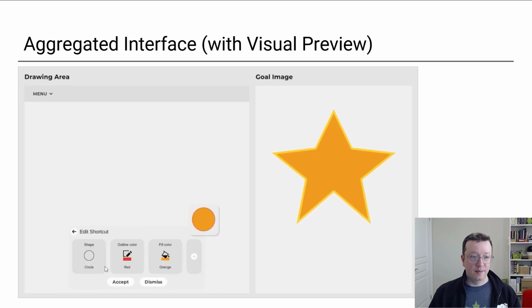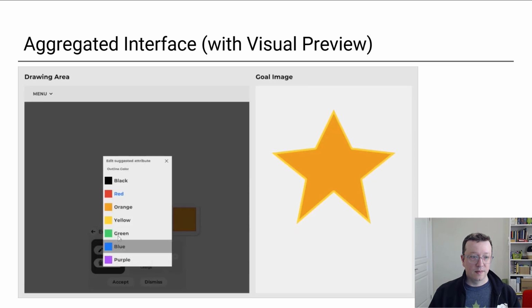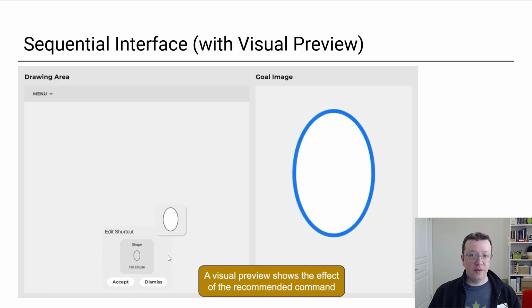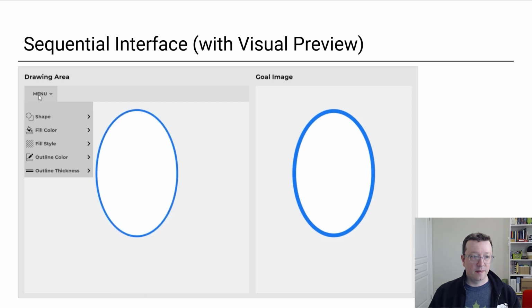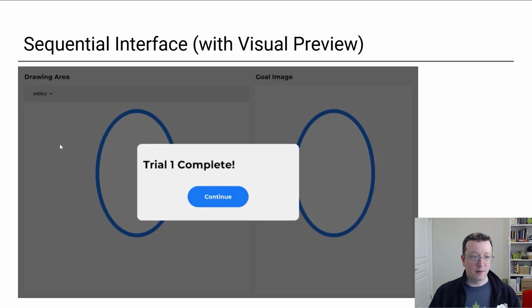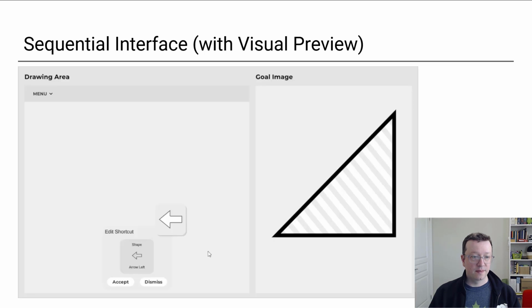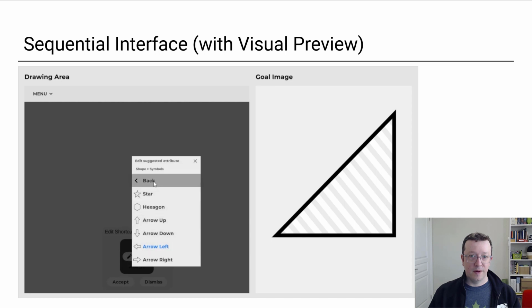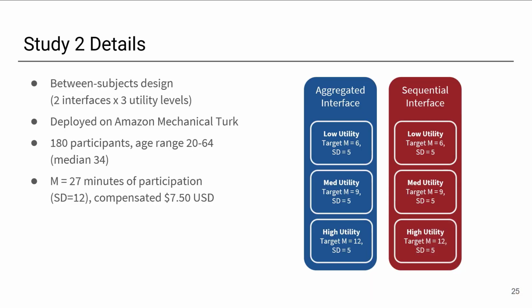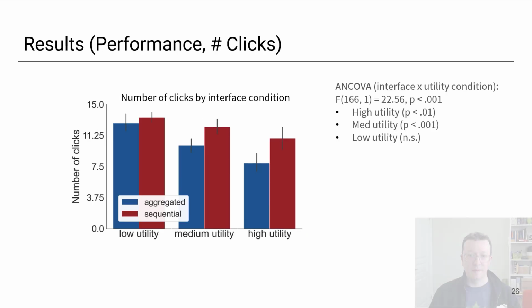And you can see that again here. All right. And we added an equivalent preview for the sequential interface, which you can see here. We'll see one more example in a second. Okay. So the study 2 method was similar to that of study 1 with a couple of very small differences. We made the goal images a bit more complex, and we also didn't include a static menu only condition because our focus was really on testing this hypothesis between the 2 recommendation interface types.